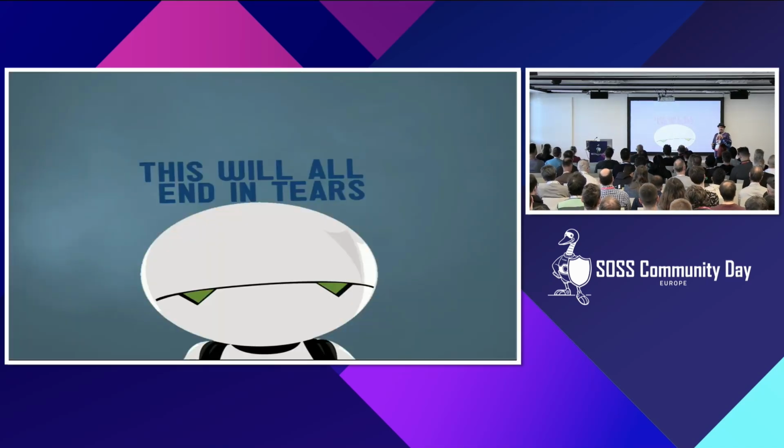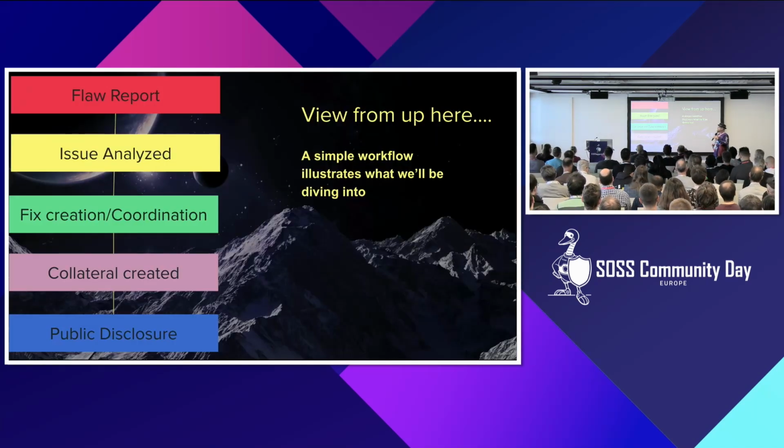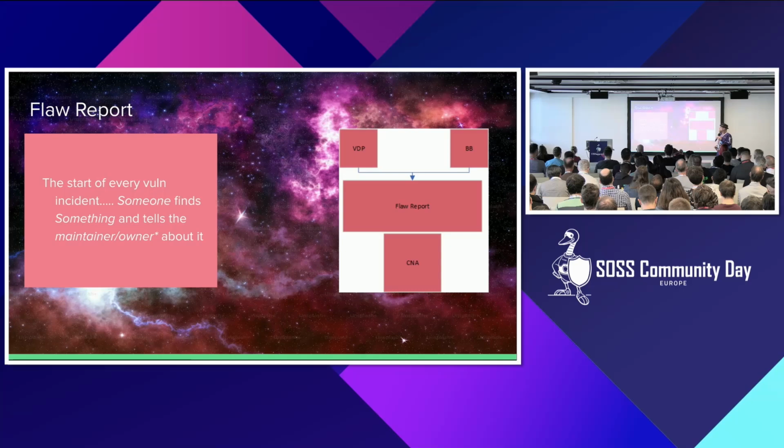And this is all going to end sadly. We're going to go through a vulnerability management process. The process starts when a reporter reports a flaw to some type of software owner. That issue is analyzed. A fix is developed, then coordinated around with some subset of stakeholders. The collateral is created. That includes patches, documentation, announcements, and then ultimately you have public disclosure.